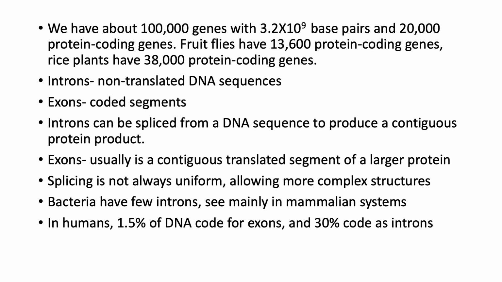Exons are usually a contiguous translated segment of a larger protein. You can have splicing occurring. It's not always uniform, so you get more complex structures. There are only a few introns in bacteria. Mainly you see introns in mammalian systems. They have more DNA, so there's more opportunity for those DNA sequences to be translated or non-transcribed. So in humans, 1.5% of DNA codes for exons and 30% codes as introns.